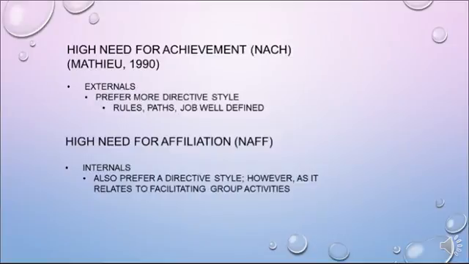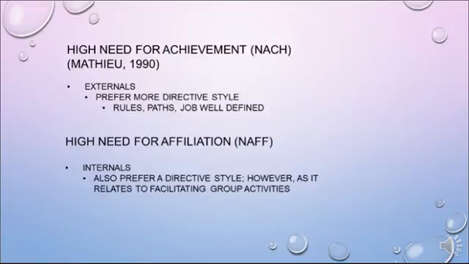Now, the high need for achievement people, you could say they could be externals. They prefer more directive style, rules, paths, jobs well defined. However, you could say they were internals also because they believe hard work will achieve their goals.